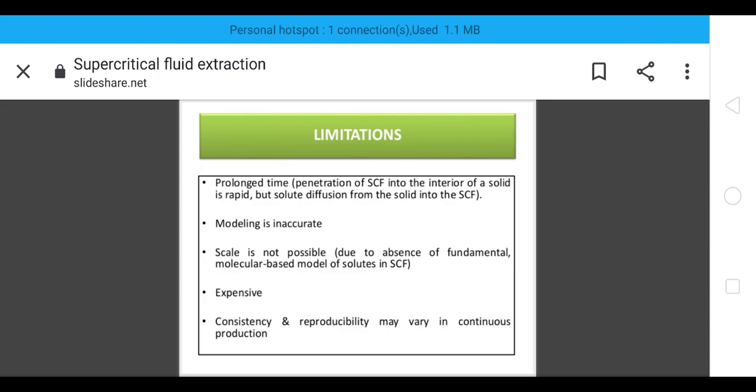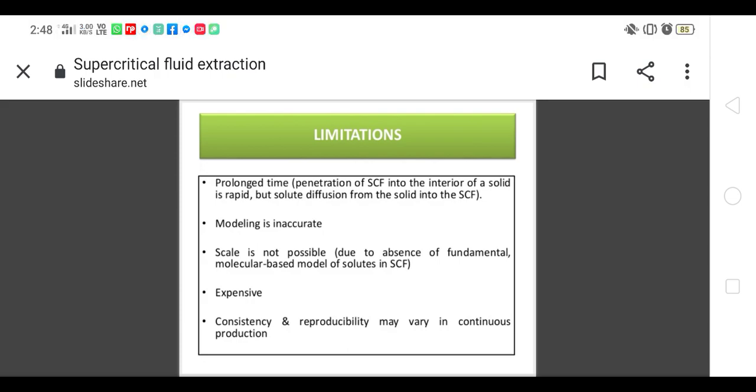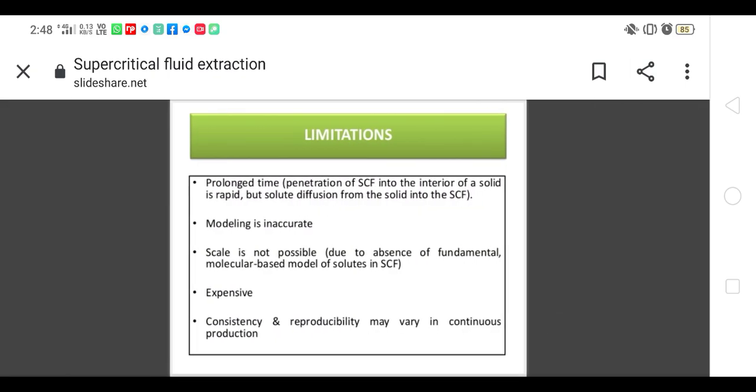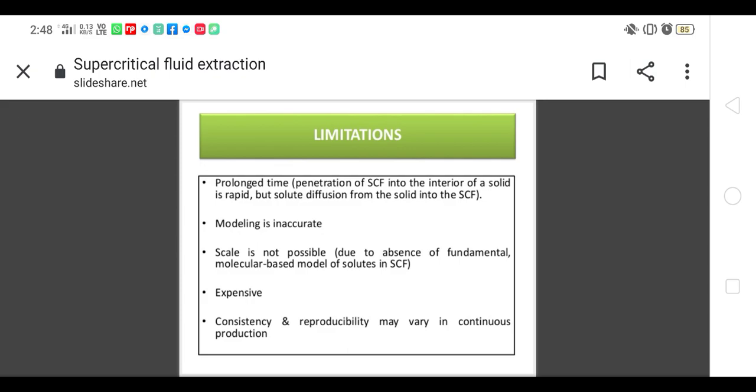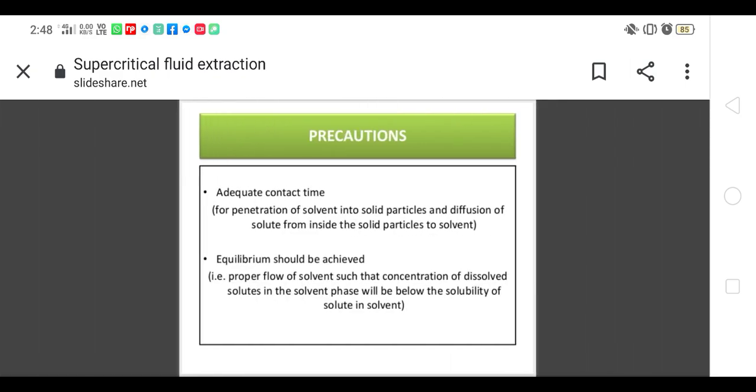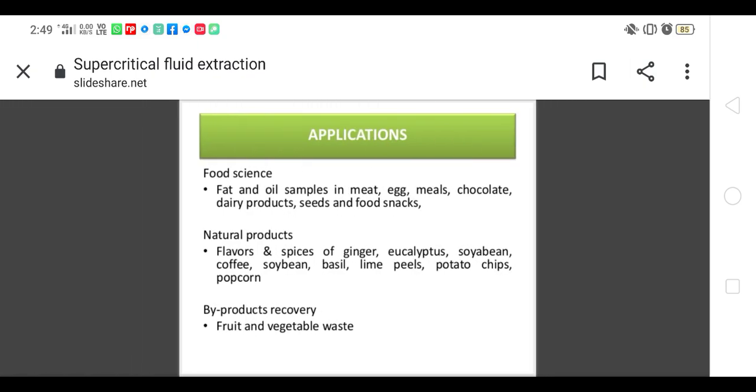Limitations: prolonged time; penetration of the ion is rapid, but solute diffusion from the solid is difficult. Modeling is inaccurate, scale-up is not possible due to the absence of fundamentals, it is a little expensive, and reproducibility is not achieved. Adequate contact time should be given, otherwise these are the precautions that we have to take care of. Equilibrium should be achieved when doing extraction.